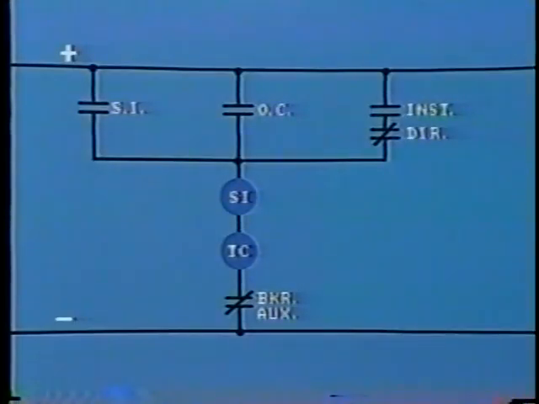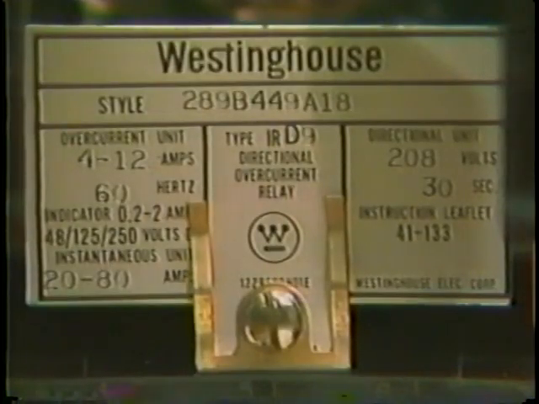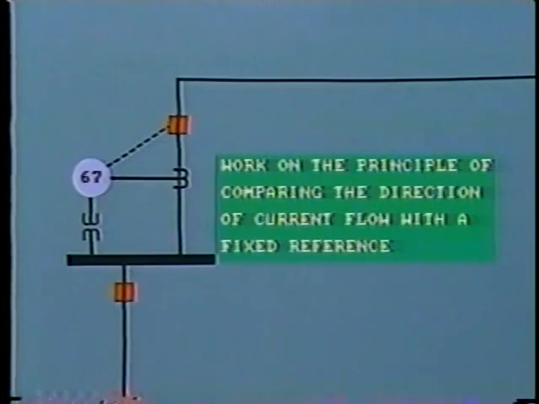Similarly, the directional element also operates a contact in the instantaneous relay tripping circuit to allow tripping only when current flow is in the designated tripping direction. There are several different types of directional relay, but they all work on the principle of comparing the direction of current flow with some fixed reference, which may be voltage or current. To be more precise, it is usual to compare the phase angle of the current in relation to that of the reference.